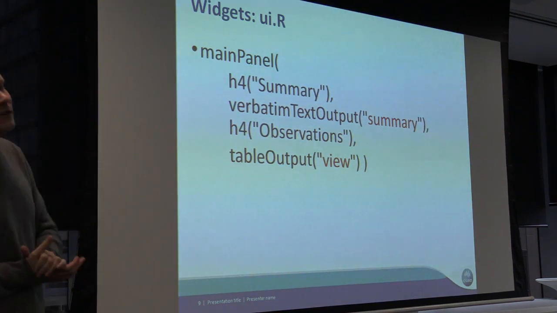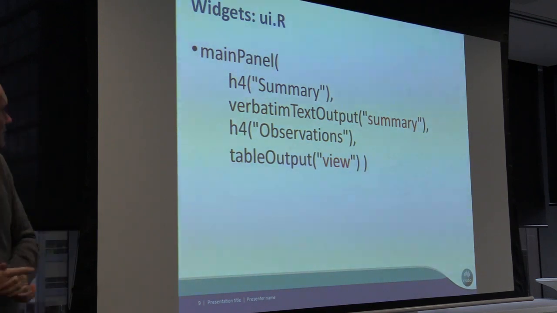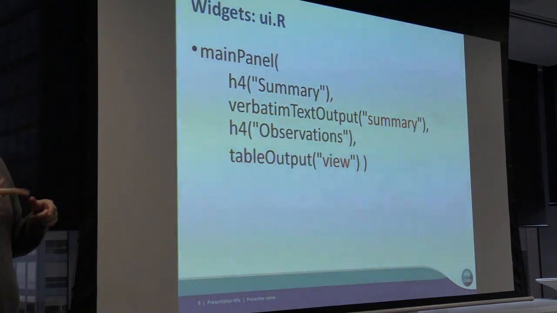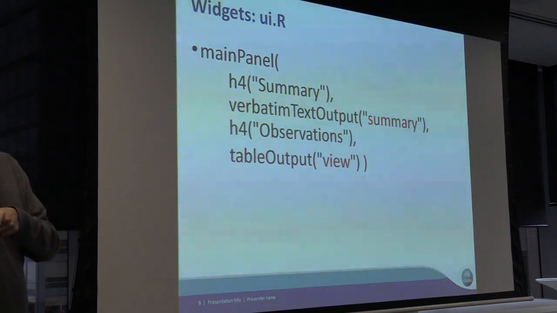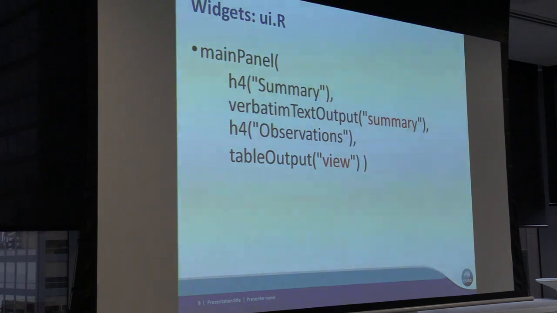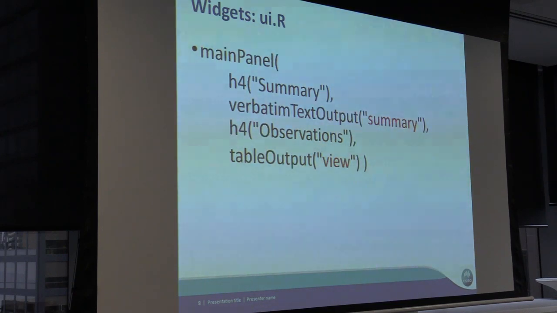In terms of the observations, we had tabular output, and for that you use the table output function. So there's our two outputs, summary and view. Our two inputs and our two outputs have to be used within our server.r file. We've got the summary and the view as our outputs, which were on the main panel on the right-hand side. And we've got the data set and the obs as our inputs, which were in the sidebar panel.